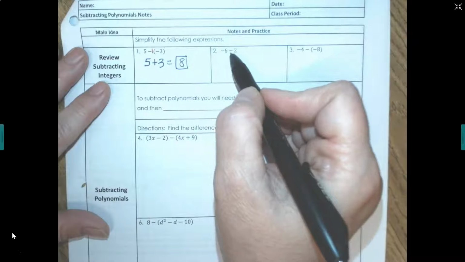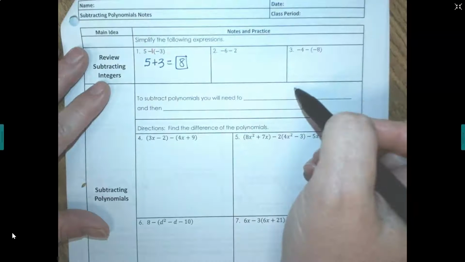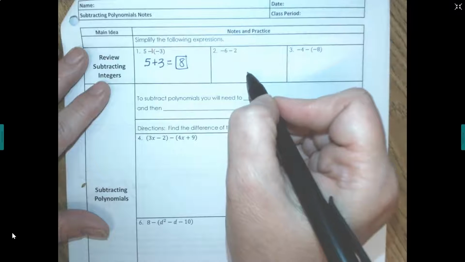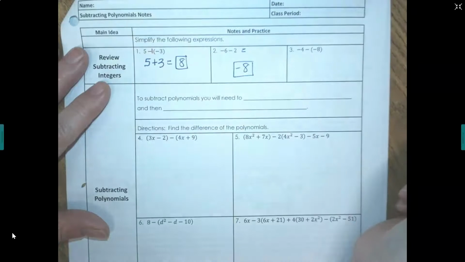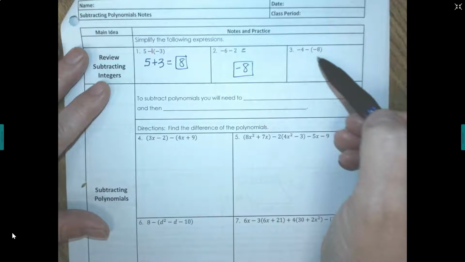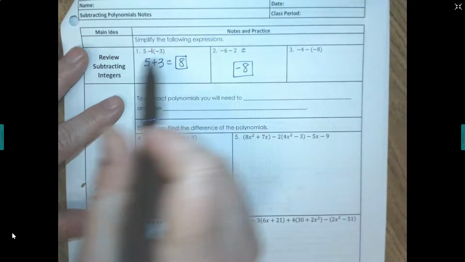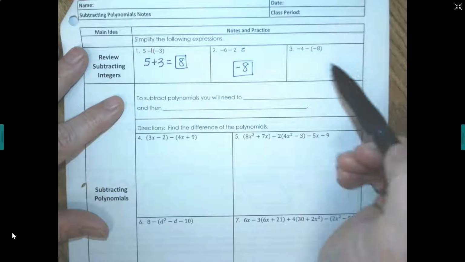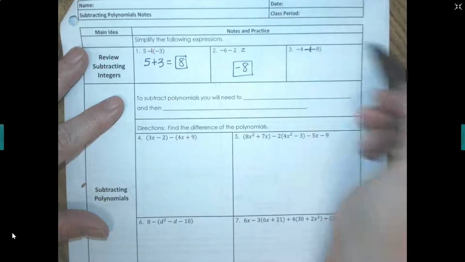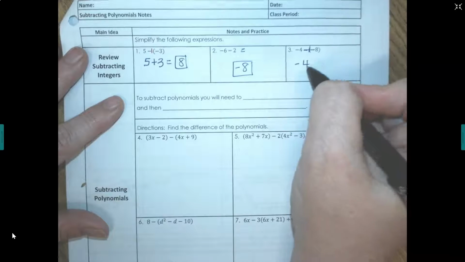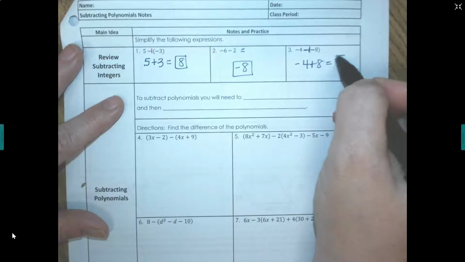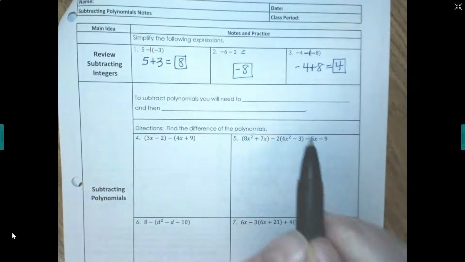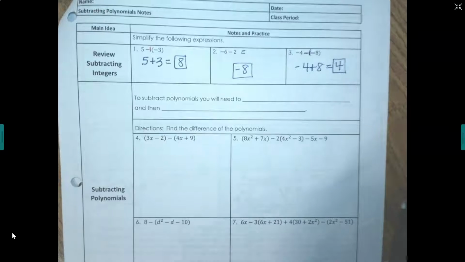All right, let's try that again. Negative 6 minus 2 more is what this really says. So if you're at negative 6 and you go 2 more negative, that's going to equal negative 8. Okay, so the same thing's going to happen here that happened in the first one. When you end up with 2 negatives like this, that's going to turn into a positive. So we have negative 4 plus 8, and negative 4 plus 8 equals 4.